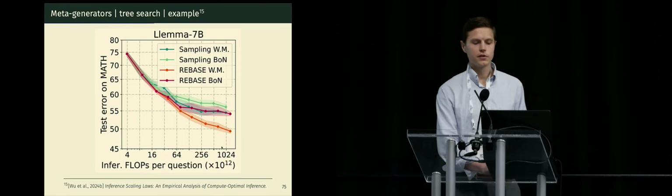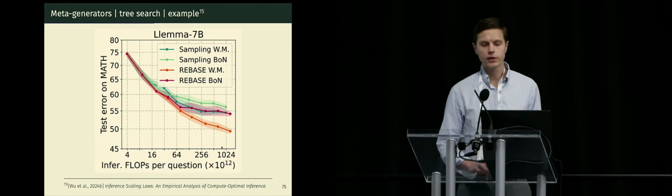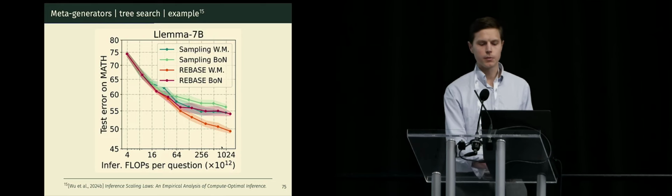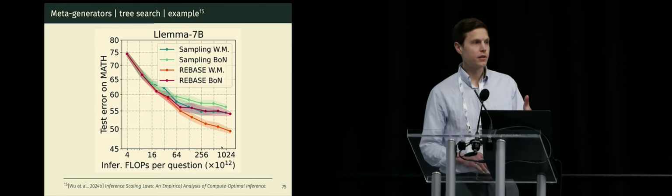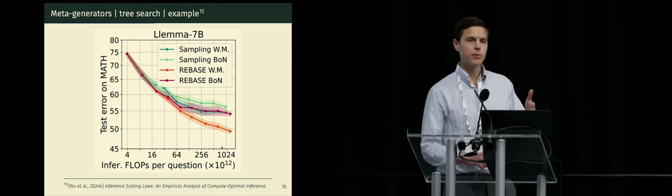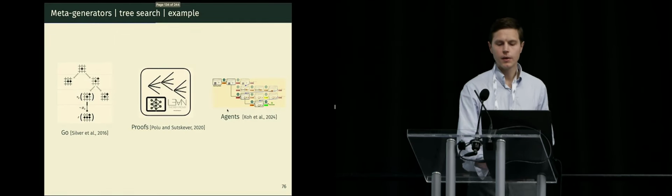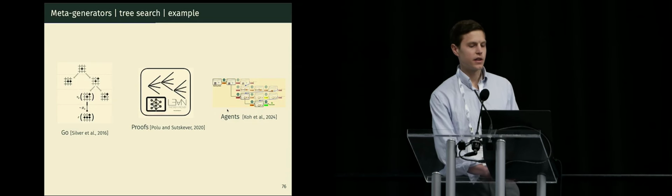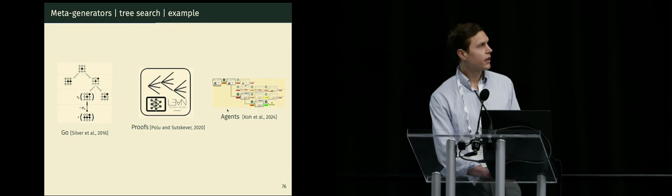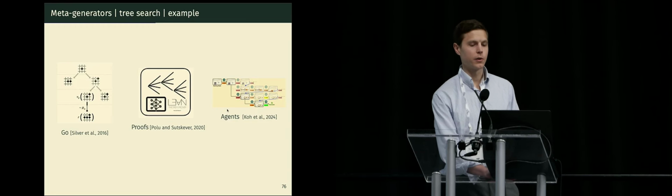So it is possible to get better performance with the tree search. Here's one example where, even if you adjust for the amount of compute that you're using, so same number of generations, that's on the x-axis, you can see here that the test error, so lower is better, is actually better with this tree search algorithm versus using the parallel sampling.